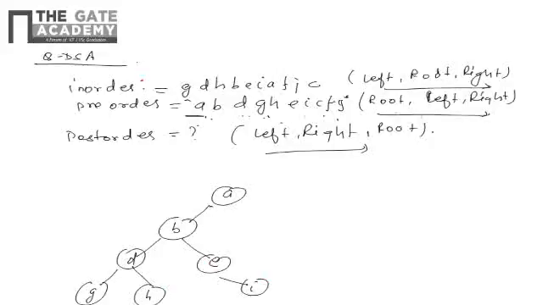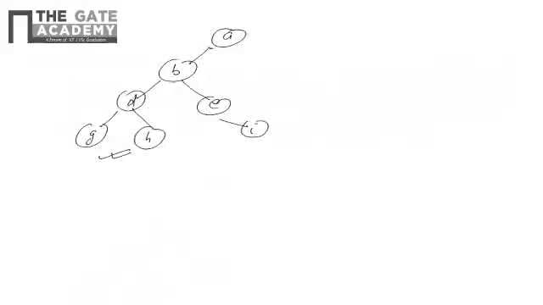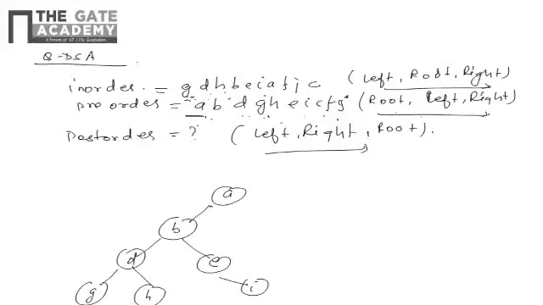Just verify with the in-order. In-order is left, root, and right. So G D H is left, root, and right. Correct, so this part is correct. Then B E I, B again is the root, so E I is on the right. Now A is the root, so definitely the remaining elements will be the right part of this tree. So C will be the root.